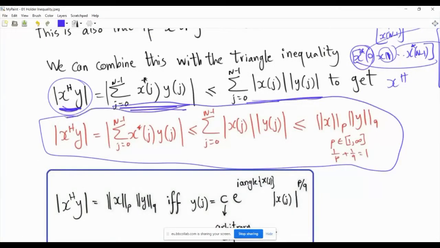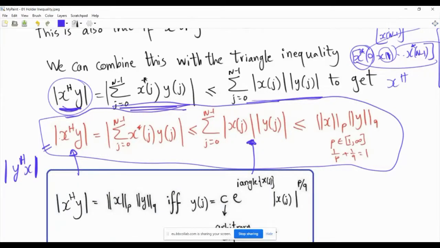Okay, so basically you can start it from the inner product, or you can start it from the sum of the magnitudes of each component in vector x and vector y. In all cases, the magnitude of the inner product of vectors x Hermitian y, and of course, this quantity is equal to the magnitude of y Hermitian x, right? Because y Hermitian x is just the complex conjugate of x Hermitian y, and the magnitude of a complex number is the same as the magnitude of its complex conjugate.